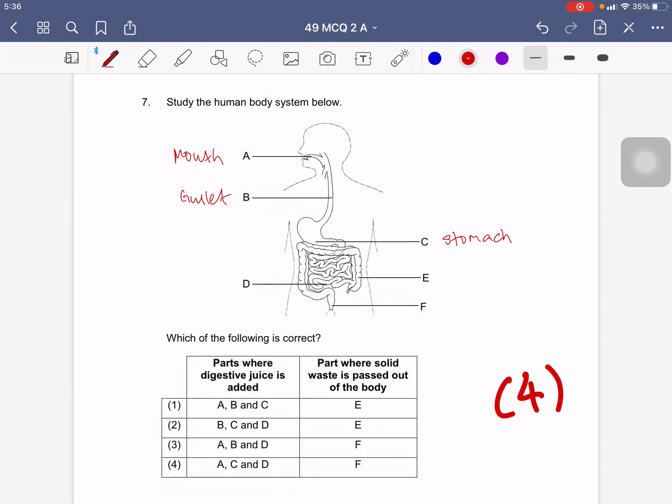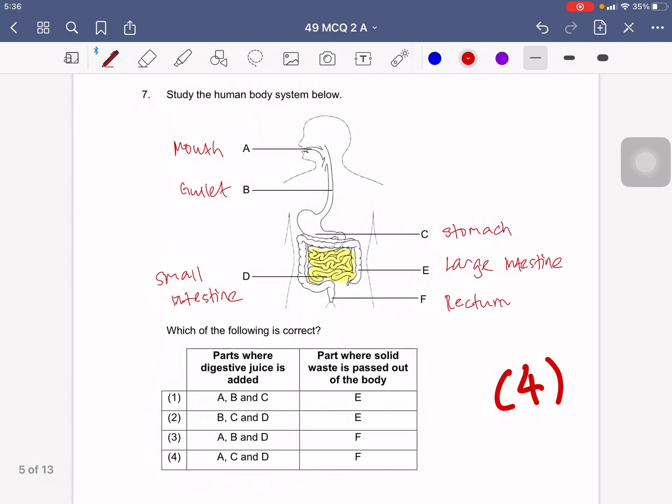And you have a small intestine. Small intestine is the one that looks thinner and we associate it with the inside. So small intestine. And this will be the large intestine. And F will be the rectum. Now rectum is where you store all the waste material, those food that cannot be digested. All right, so they will be passed out from the body as feces.